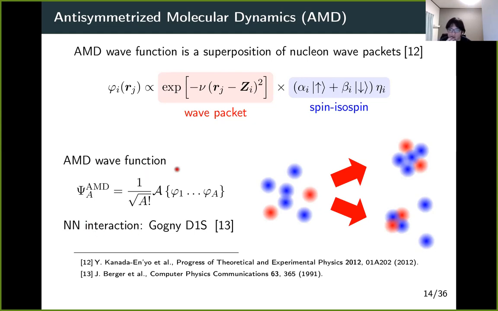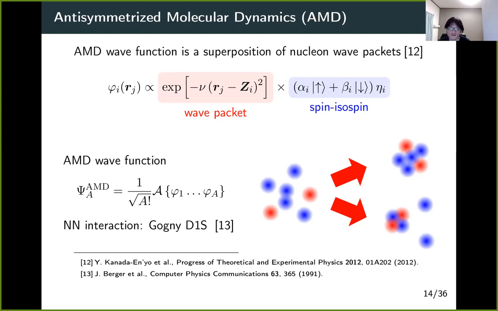Yes, and this is a very basic concept of AMD. If the system prefers to be an ordinary spherical nucleus, it goes this way by variational calculation. And if it prefers to be, for example, alpha plus some cluster states, it goes to the cluster states.